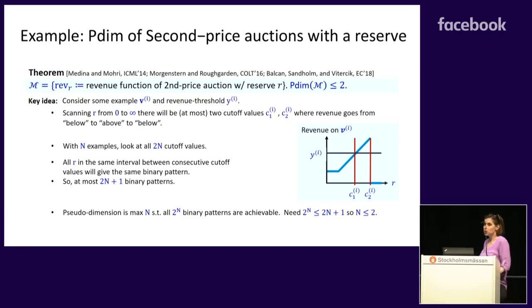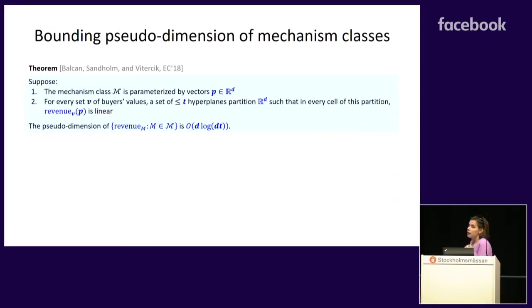Okay, so that was a quick proof of why the pseudo-dimension of the class of second price auctions with reserve prices is only a constant. This result has been shown by several people, including Mehryar Mohri and his former student Andres Medina, Tim Roughgarden and Jamie Morgenstern. It's also implicit in our own work. The proof that I showed you here is the cleanest proof that I know, and it's actually the proof that motivated a very general theorem that applies to many mechanisms and can be very easily stated pictorially.